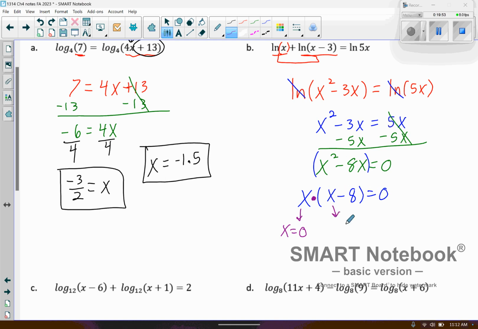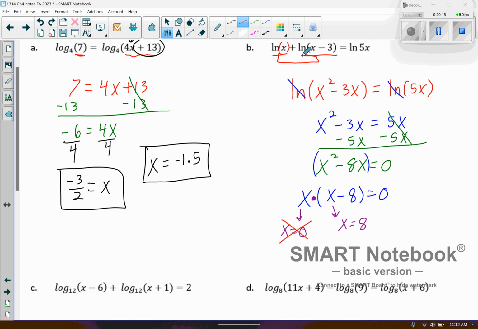And then I'm running out of room, so I'm just going to do this in my head. My other one would be positive 8. If I were to plug in positive 8, I'd get 8 times, this would become a 0, which then 8 times 0 would be 0. So those are my two possible solutions. But 0 is not going to work. Okay, so 0 is not going to work.